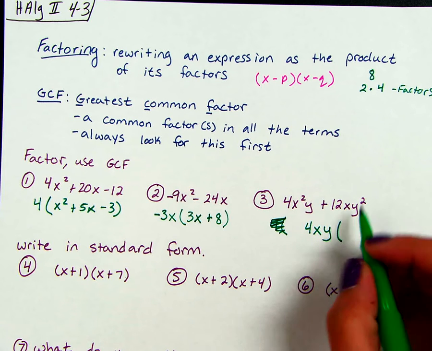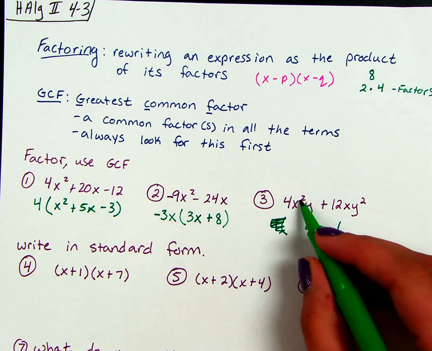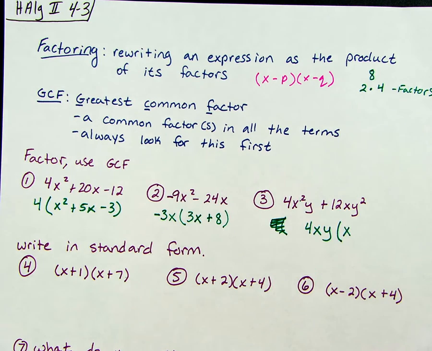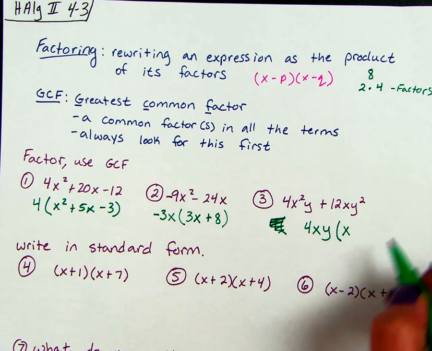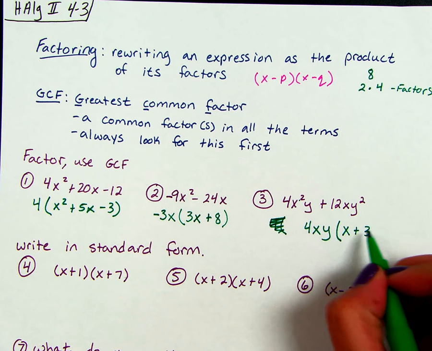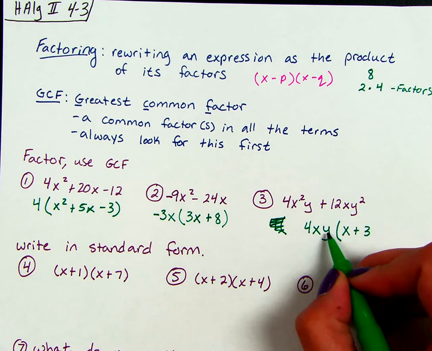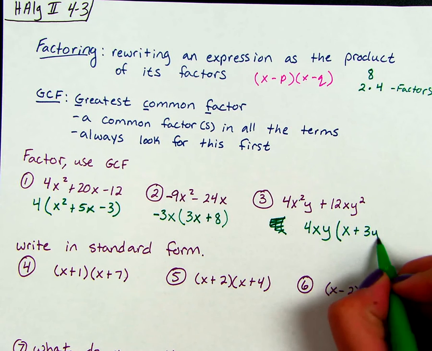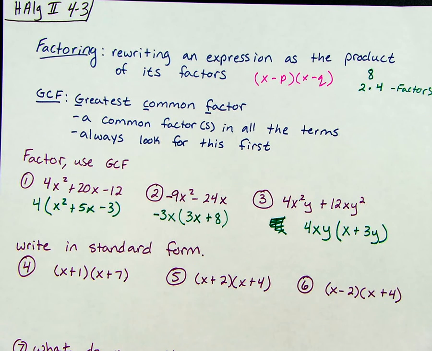So now 4 divided by 4 is 1, so I'm not going to write it. I'm taking away one of the x's, so I will have 1 x left. And then I'm also taking away the y, so I won't have any of those left. And then plus 12 divided by 4 is 3. I'm taking away the x, so I'm not going to write it. And then I'm taking away one of the y's, so I'm still going to have 1 left. So this would be our factored form for that problem.